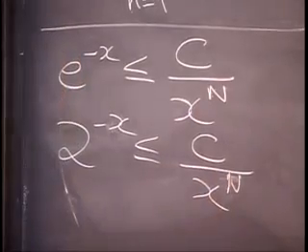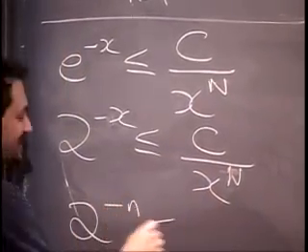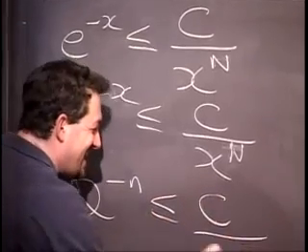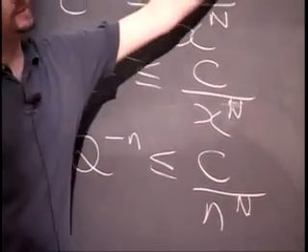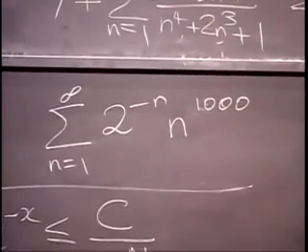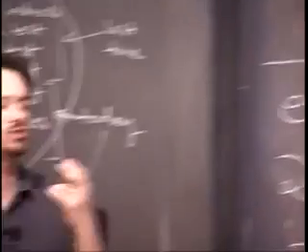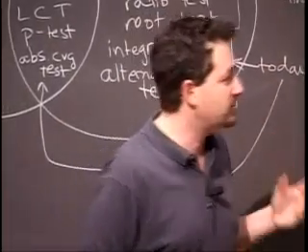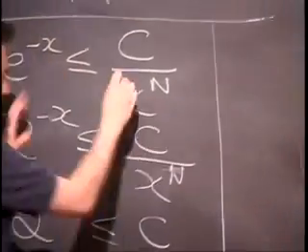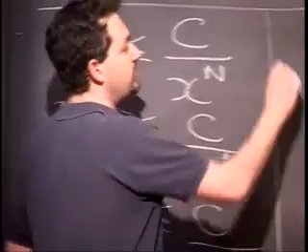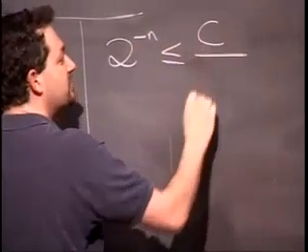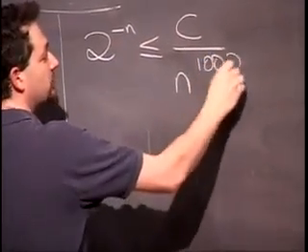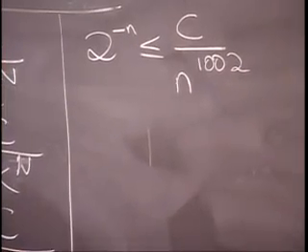So the version that we need is 2 to the minus n is less than c over n to any power you like. Now, if I pick a power that's more than 1,000, so say 2 more than 1,000, it's the same trick we did before. What I actually need for this problem is that 2 to the minus n is less than a constant over n to the 1,002. Or I can pick any bigger number. Anything bigger than 1,001 will work.